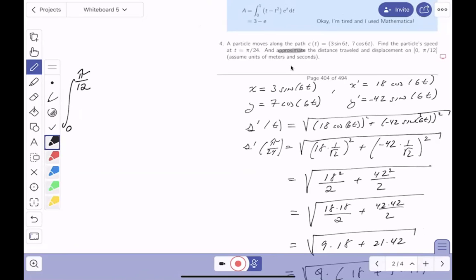And I'm doing the distance traveled. They want to approximate the distance traveled. They also want the displacement, we'll do that later. So what do we do over there? Well, I get the arc length, right? So let's put this down. I think I did some of the work already.